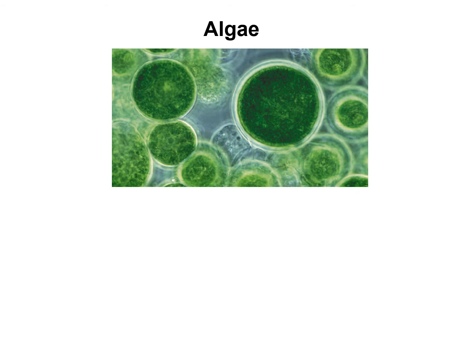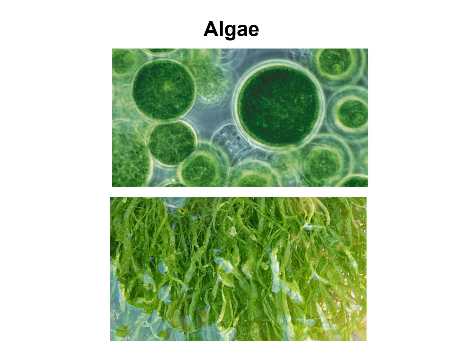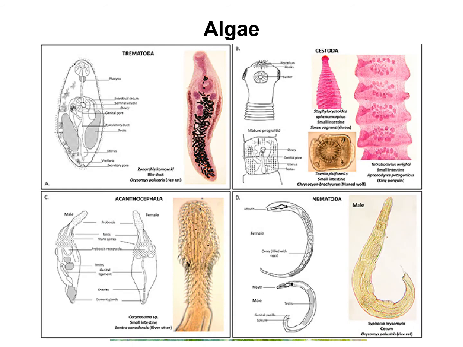Another group of eukaryotic microbes are the algae. And algae are photosynthetic organisms that are found in water. And they can be either in unicellular form or multicellular form. In the multicellular form, we usually refer to the algae as seaweed. The last group that I will be discussing are the helminths, and helminth refers to worms.